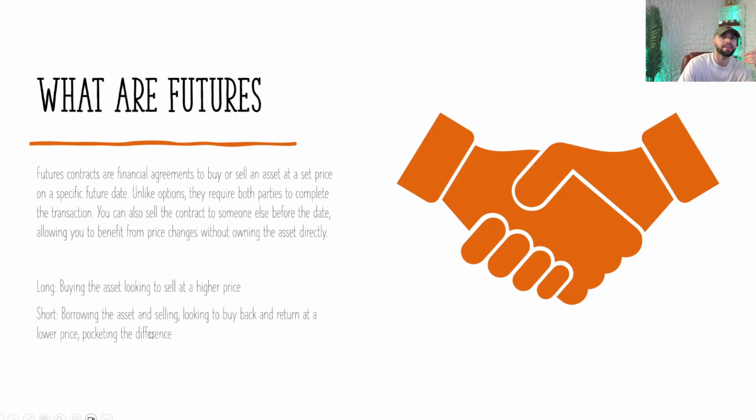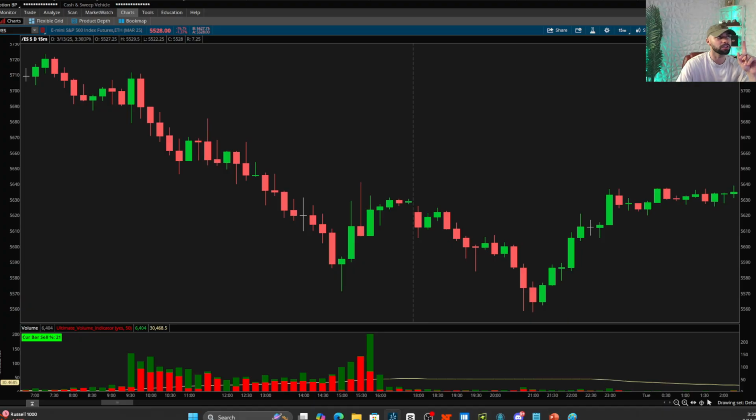When we go long, we're buying the asset to sell at a higher price, right? Buy low, sell high. When we go short, we borrow the asset, sell it, then look to buy it back at a lower price and then return it back to where we borrowed it from, pocketing the difference. Now, if that sounds confusing to you, good, it's confusing. But don't worry about it because it does not matter.